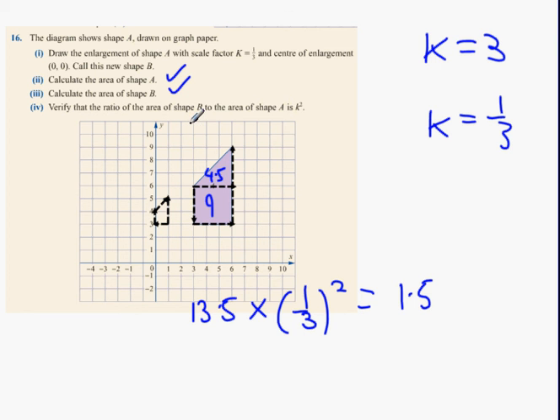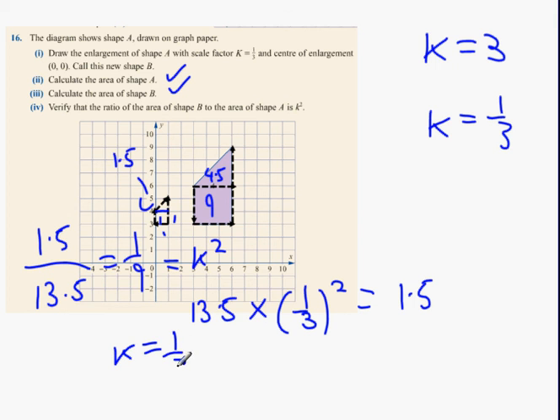Verify that the ratio of the area of shape B to the area of shape A is k squared. They'd actually want me to calculate this properly. 1 by 1 gives me 1. Half 1 by 1 is 0.5. They just want me to calculate that's 1.5. Then they want me to get the new area divided by the old area, which is equal to 1/9. 1/9 equals k squared. k equals 1/3.